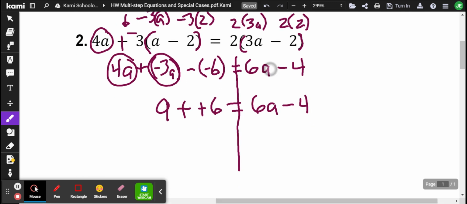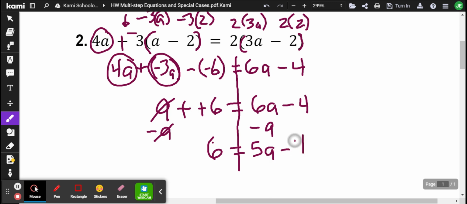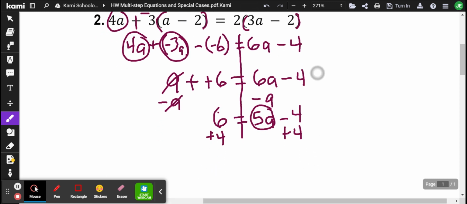So now that we have that, we are going to subtract a from both sides. So positive a, negative a is going to cancel. And so then we have 6 is equal to 5a minus 4. So this one, 6a minus 1a, is going to give us 5a. So now that we have the variable on one side by itself, we're going to add 4 to both sides to cancel that. So negative 4, positive 4 is gone.